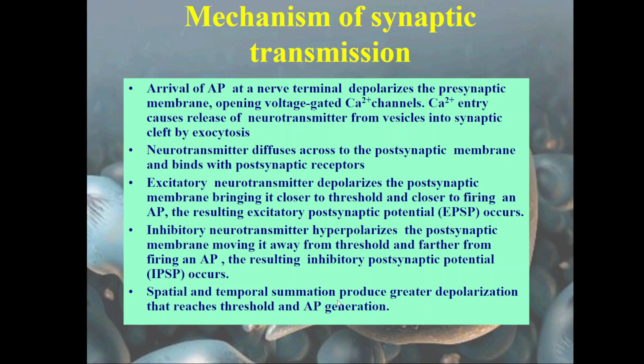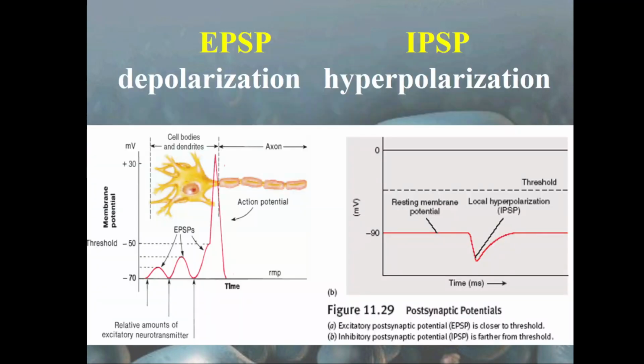So what will cause AP generation if both are local potentials? Summation. Summation of EPSPs, summation of these local potentials. Each local potential makes it more and more depolarized. So spatial summation, if many knobs are excited simultaneously and depolarization reaches this firing level, or temporal summation, when this excitatory postsynaptic potential will occur repeatedly, one after another. This also will cause summation of EPSPs. The cell membrane depolarization reaches threshold, reaches firing level, and AP will occur. So that is the mechanism of synaptic transmission.